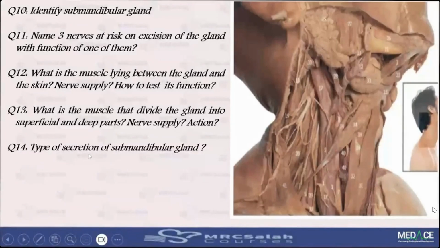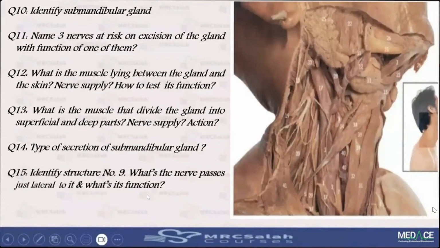What is the type of secretion from the submandibular gland? It's mucus and serous. Yes, mixed type of secretion. Would you identify structure number 9?